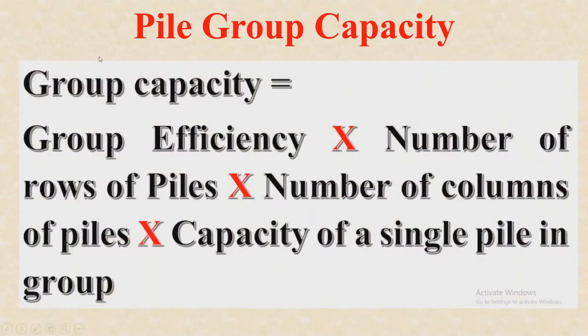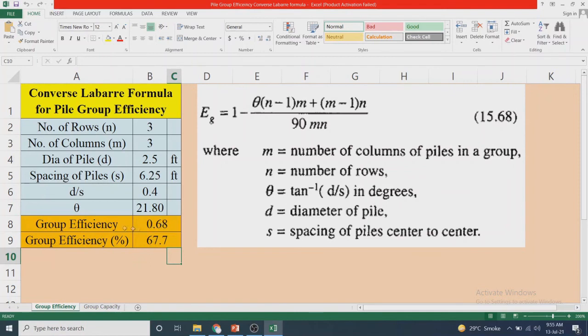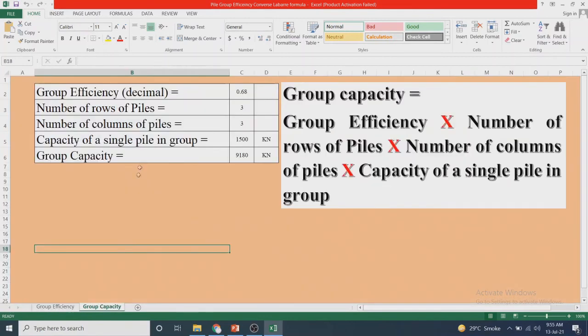Now guys, how to find the capacity of a pile group? For this again I have a very simple correlation. Group capacity is equal to group efficiency multiplied by the number of rows of piles, multiplied by the number of columns of piles, multiplied by the capacity of a single pile in the group. Again, let us solve this in Excel. As you can see in this case, the pile group efficiency in decimal is 0.68. So I will put that over here.